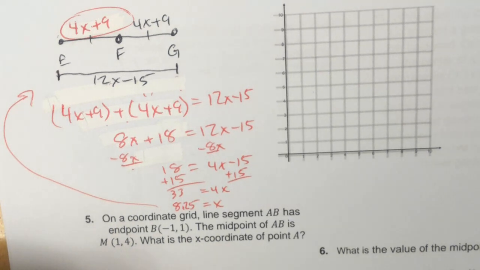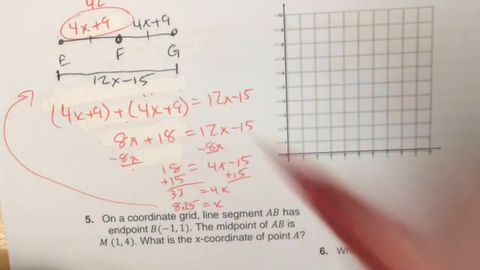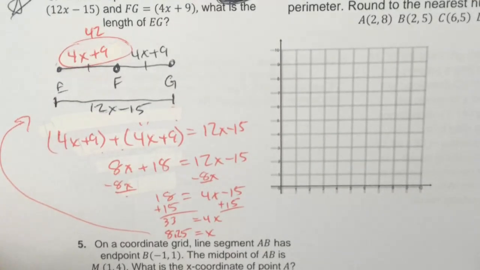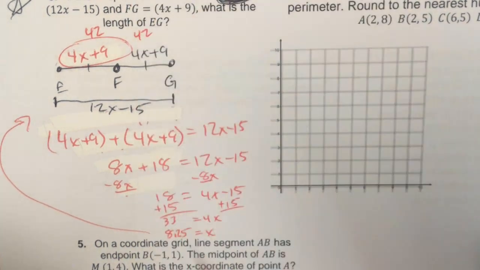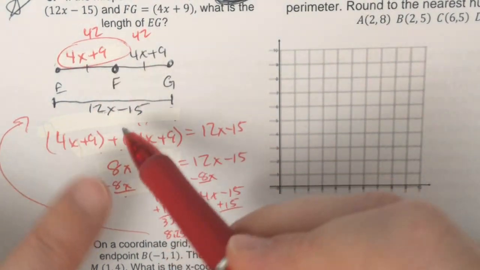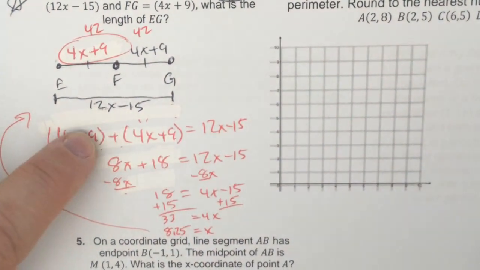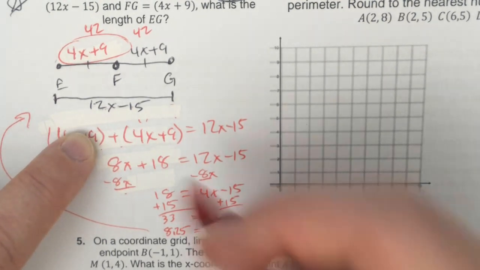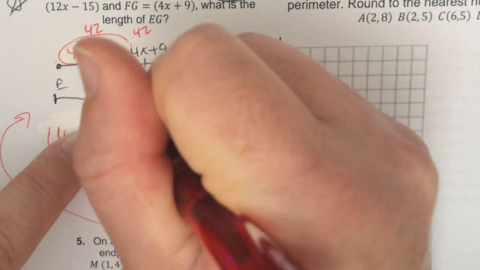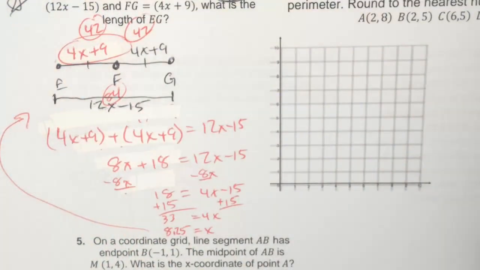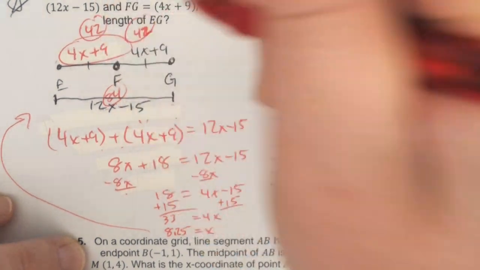So 4 times 8.25 plus 9, this right here would be 42. And this right here would be 42. And now it should be 84 down here, but I'm going to double check. 12 times 8.25 minus 15, and I do get 84. So that does check out.